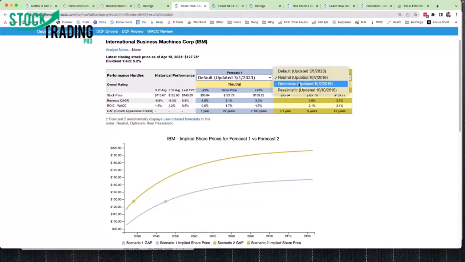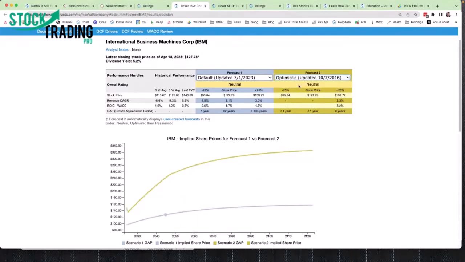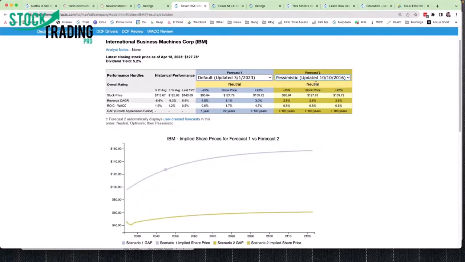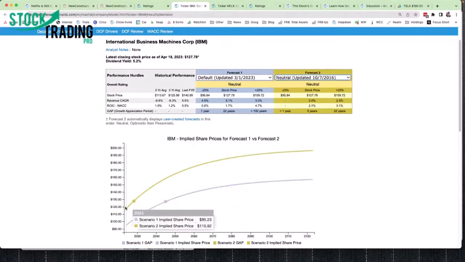Let's see any other scenario. I've got an optimistic. What does that look like? I did these a while ago, right? So that's why you see the old dates. It's been a while since I've opened the IBM model. But the idea is you put in different scenarios for profit and revenues, right? You get very different implied values per share. In this pessimistic scenario, I can't get to $127 in 100 years. That's what happens for a lot of these really expensive stocks. If I go to neutral, it's 6 years.